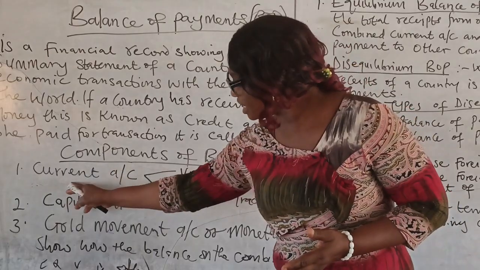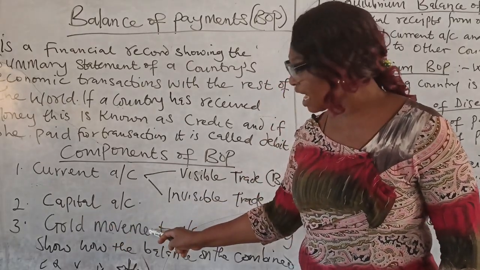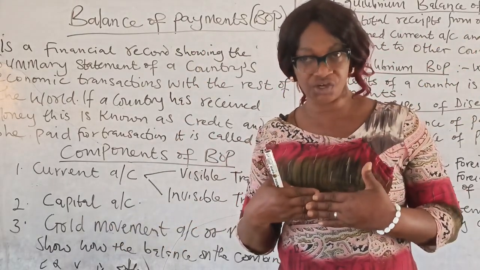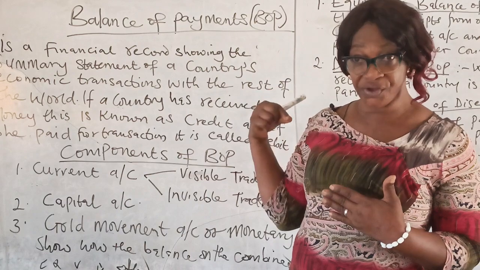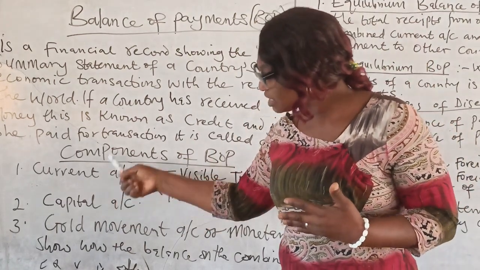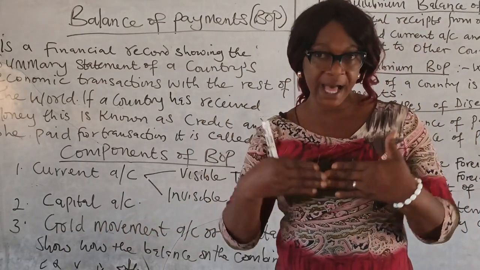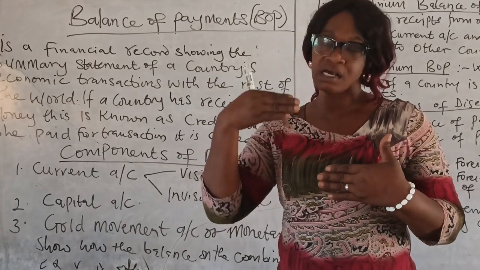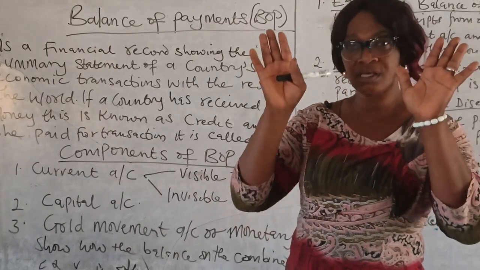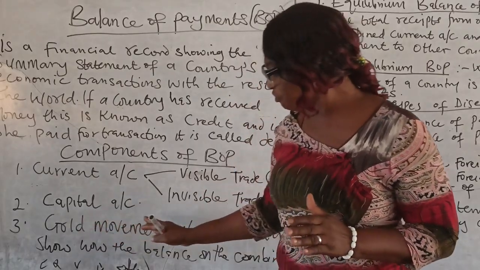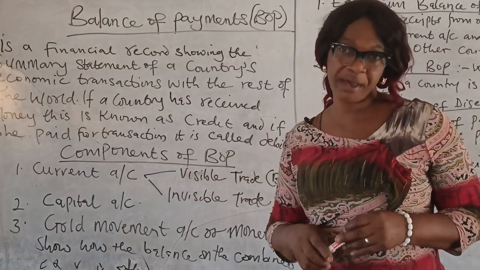So both of them, the current account and capital account, we now go to gold movement account to balance each other. Meaning that current account that was 200 million, for example, and capital account that was 300 million, will now come down to gold movement account to balance themselves. Meaning that current account will be 300, while capital account will be 300. That is gold movement account. So these are the three components of balance of payments.